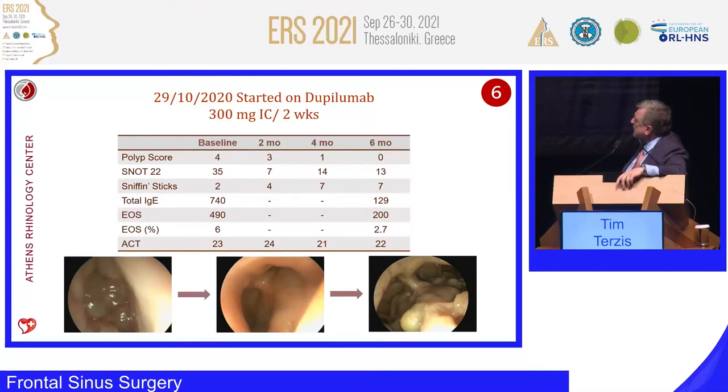Left picture is when we started the treatment. The picture in the middle is 2 months later, and the picture on the right is 4 months later, and you can see polyp score, SNOT 22, sniffing sticks, total IgE went down also, eosinophils also. Asthma is not completely controlled, but it's okay now.